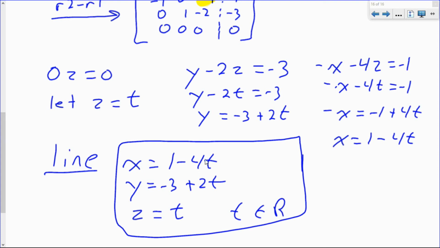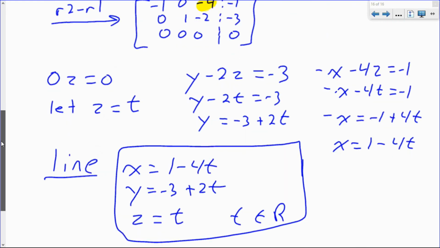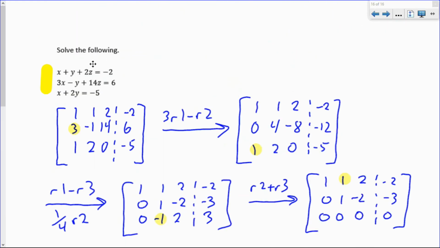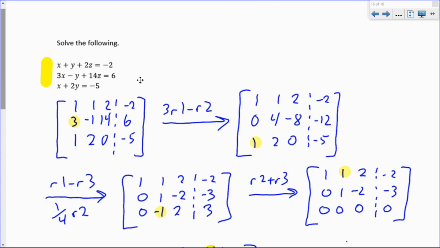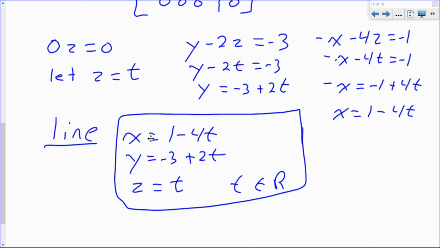One way you could check a solution, I could pick a value of t here, say t equals 5, and then I'd have my x, y, and z values if t equals 5, and then I could take those x, y, and z values and make sure that they are in fact solutions to each of these three equations. That's one way to check an answer. Although there are an infinite number of solutions to this system, that doesn't mean that every single x, y, and z value will be a solution to the system, only the ones that lie along the line that we found.